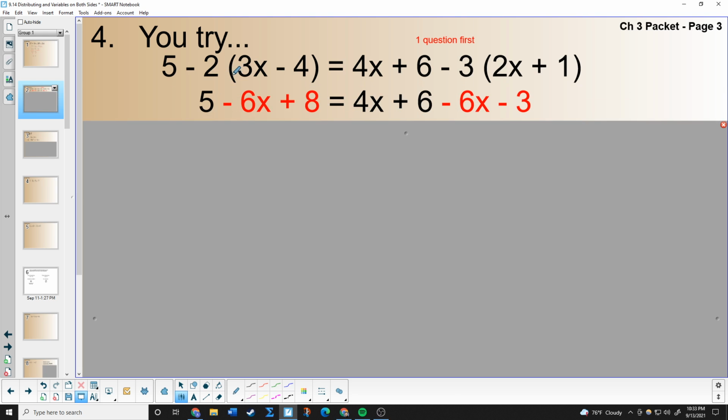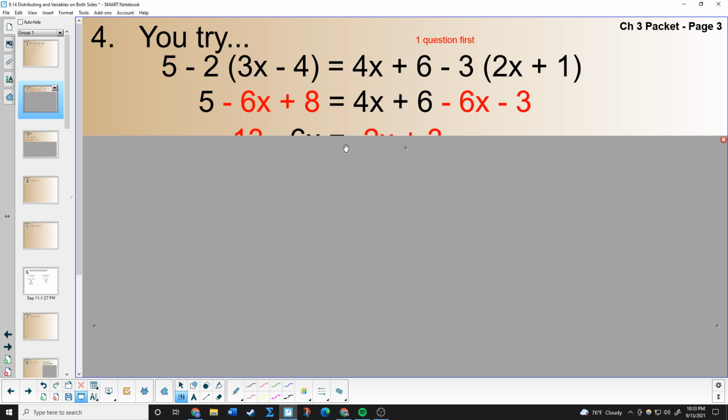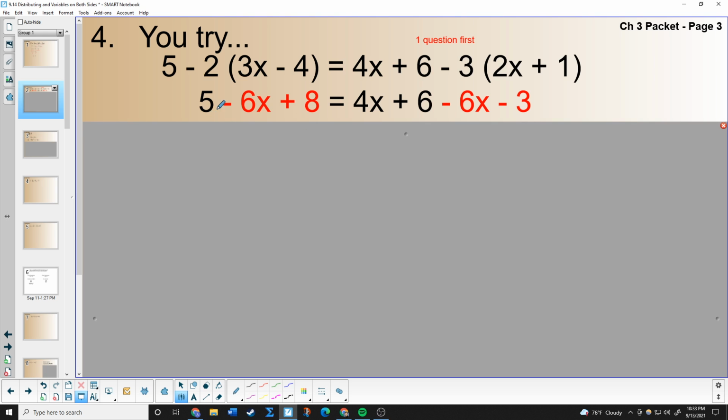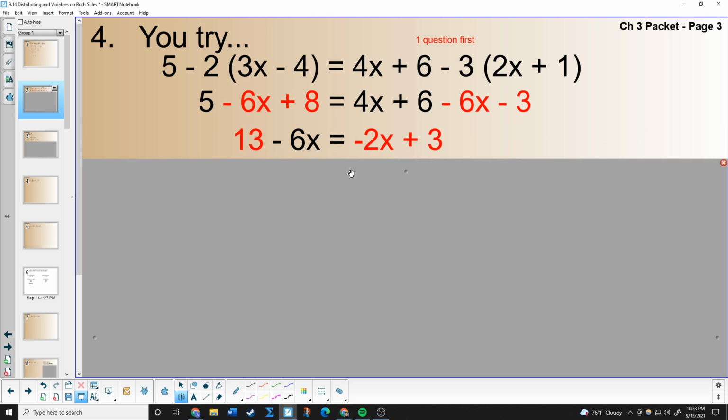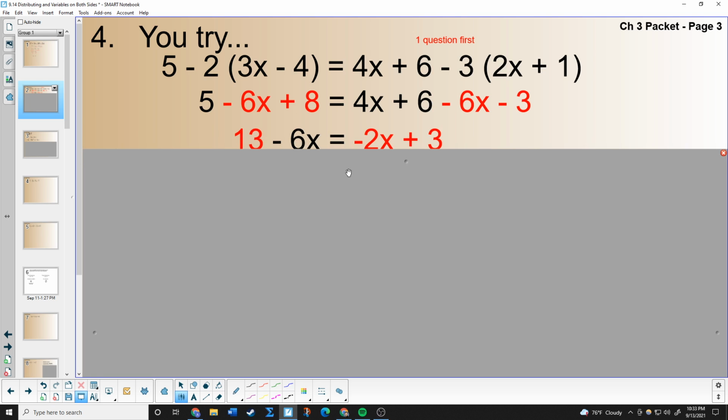So here you go. We did our distributing first. In red, I've marked what was done in the problem. After that, we're going to go ahead and combine any like terms that you have on each side of the equation. That's what it looks like here in this line. All right, so we combine like terms, in this case the 5 and the positive 8. Here, I'm not going to go through the whole thing, but the x's combined, you get negative 2x, and the constants combined to get a positive 3.